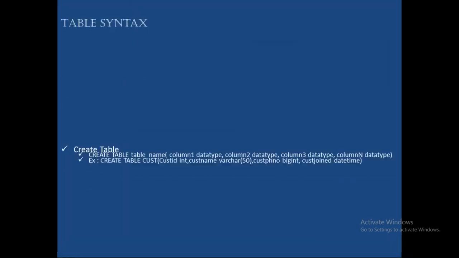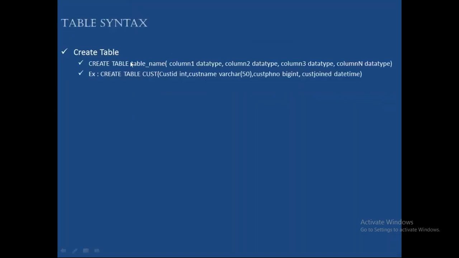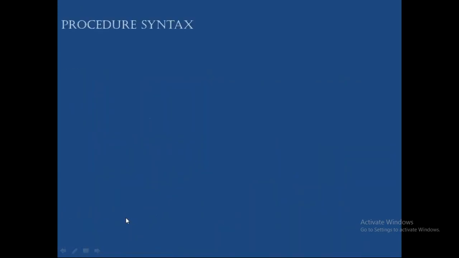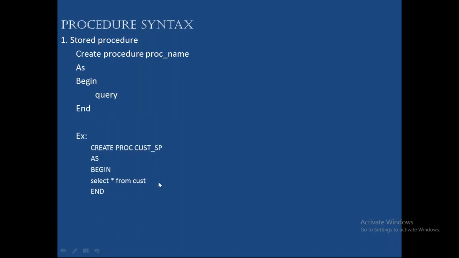All these things will be done by Azure integration runtime, which is maintained by Azure Data Factory. That's why I'm going a little bit fast. So you know table creation. This is how we will insert the records. This is how we will select the data from the table. Next, the stored procedure: create procedure, procedure name as begin, query, end. So simple, select star from first.